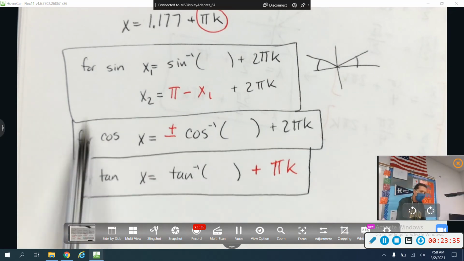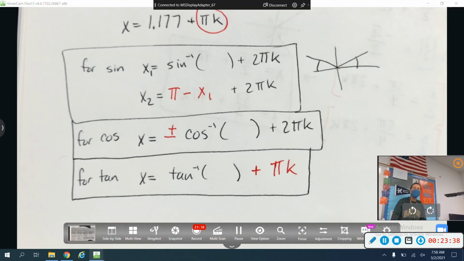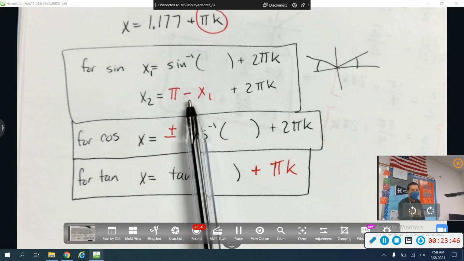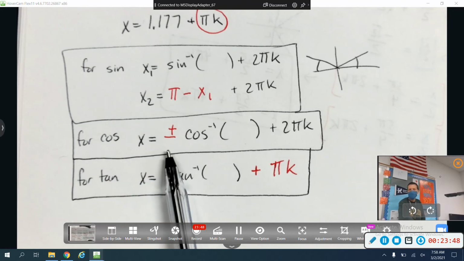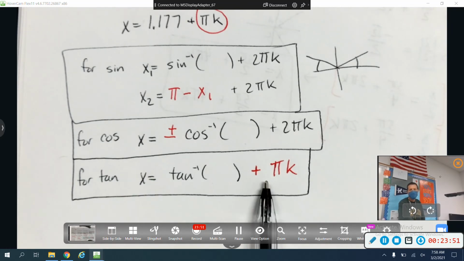So that's the new stuff for today. How do you get the other answer out of the calculator? Because the calculator doesn't know the other answer. It gives you one answer. You have to know how to get the other one. So for sine, it's pi minus whatever you got. For cosine, plus or minus will get it. And for tangent, just the plus pi k will get the other answer.